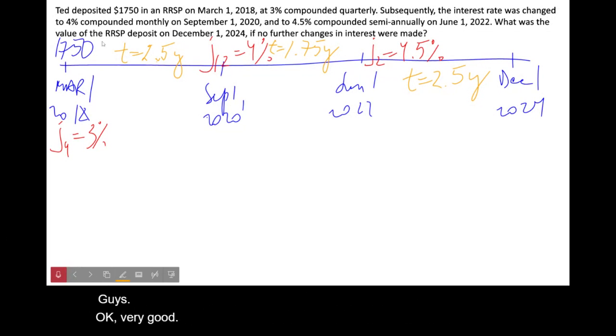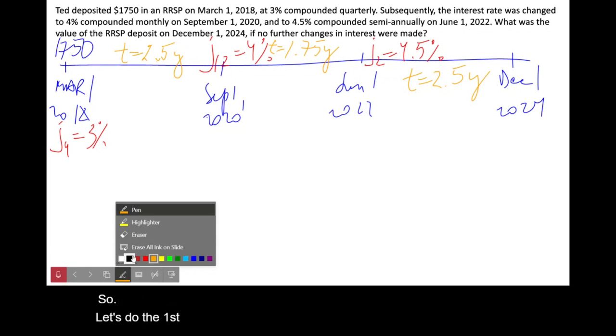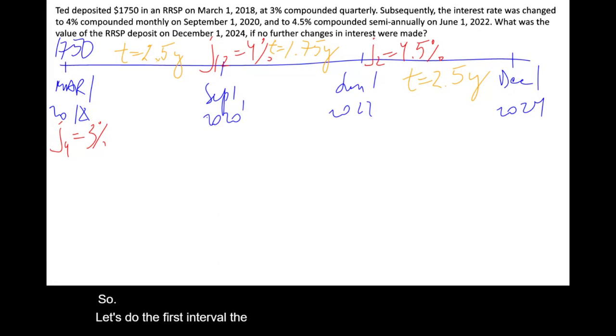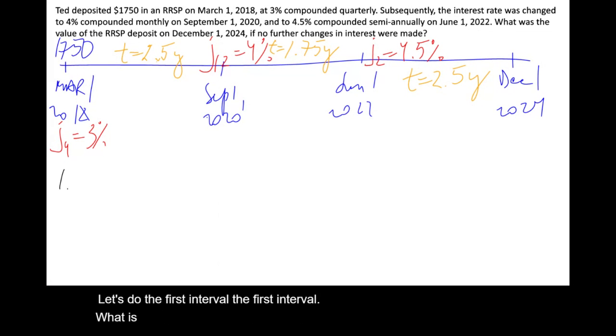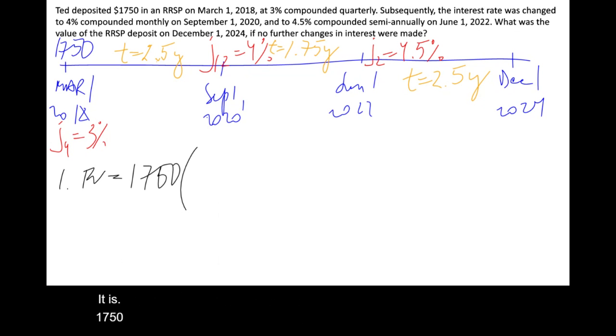So let's do the first interval. First interval, what is it? Future value. It is 1750. And here I have, where's my calculator?